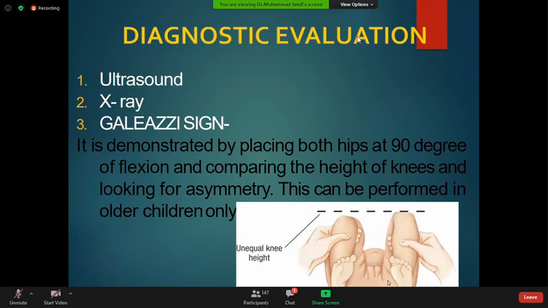We flex the hip up to 90 degrees and measure. When we flex, there will be a discrepancy in the height of the femur. We can appreciate here that this femur is down. So there is dysplasia, or if it's dislocated, the Galeazzi sign is positive.